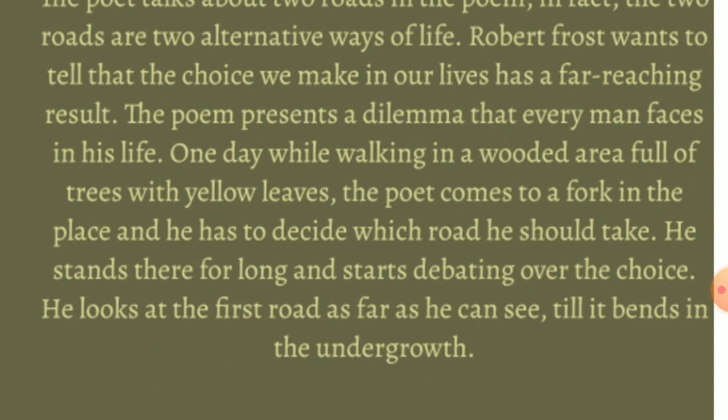One day, while walking in a wooded area full of trees with yellow leaves, the poet comes to a fork in the place and he has to decide which road he should take. He stands there for long and starts debating over the choice. He looks at the first road as far as he can see, till it bends in the undergrowth.